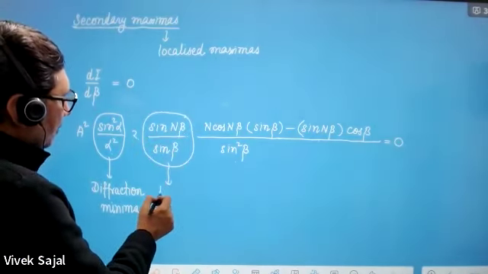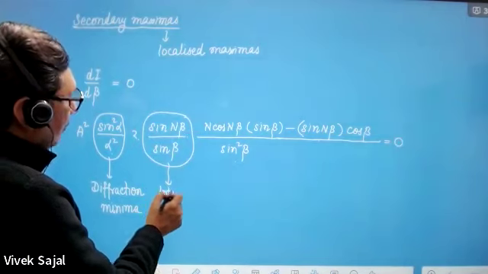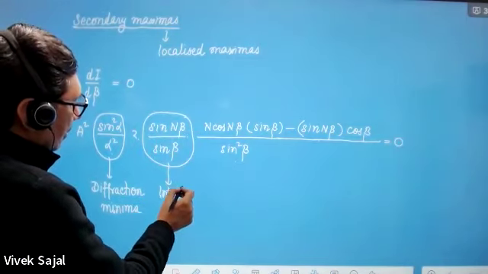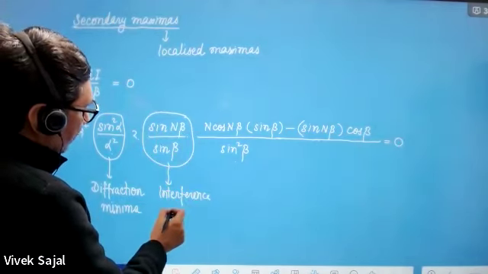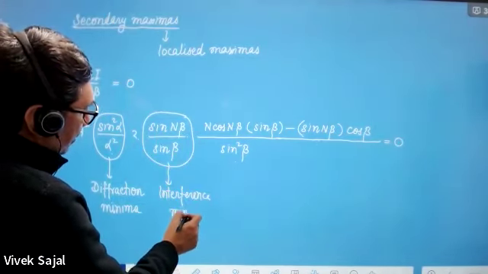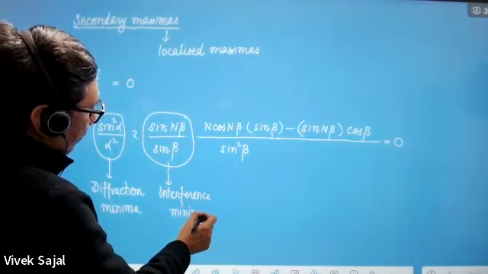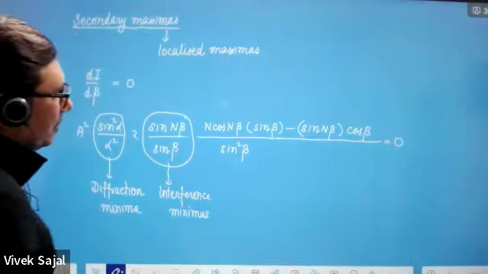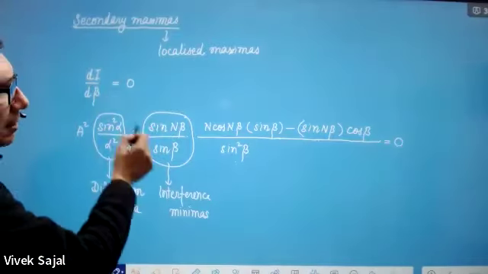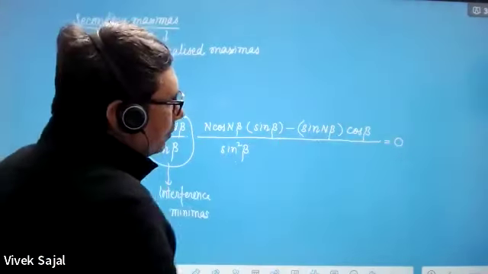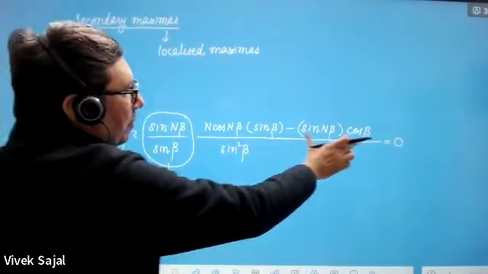You will get interference minima. We have just done this. We have already analyzed this. Interference minima. So this analysis we have already done. Our interest is in the secondary maxima, if they are there, and that will be according to this equation. So make this equal to 0.